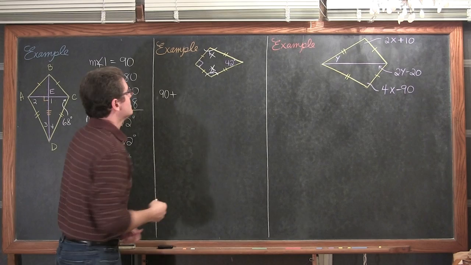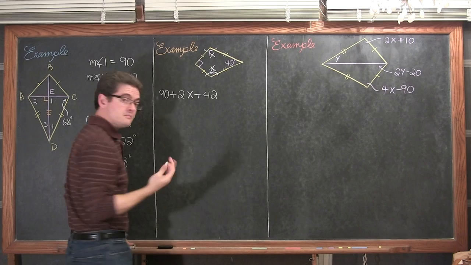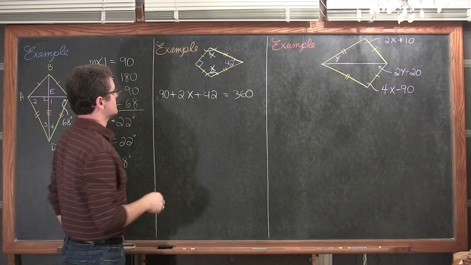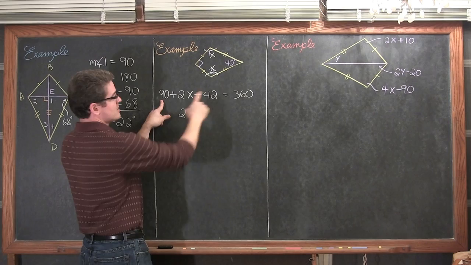So it's going to be 90 plus 2 times x plus 42. I'm taking my four angles, 1, 2, and this additional 90, which makes 4. And I want to make sure that those add up to 360 degrees. So we have 2x. We have like terms here on the left-hand side, so we're going to add those. 90 and 42 is 132.